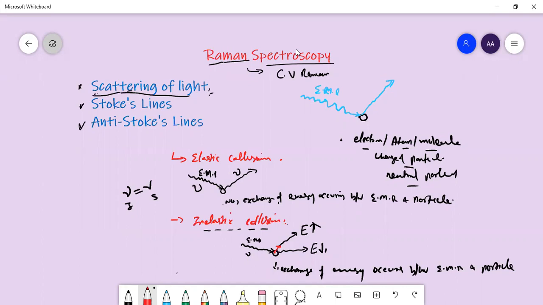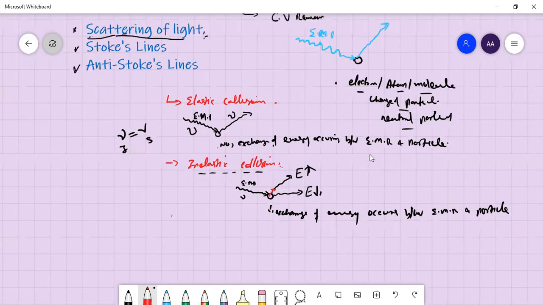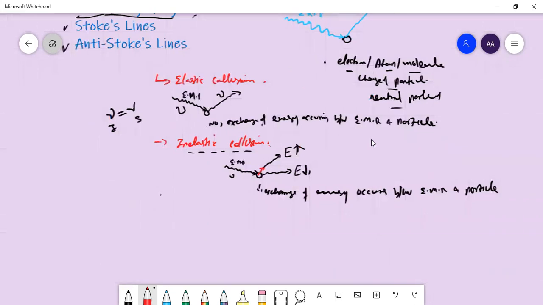So these two important concepts we will be using later on to explain Raman spectroscopy or the Raman effect. We have two kinds of collision that can occur here. One is elastic collision, in which there is no exchange of energy between the electromagnetic radiation and the particle. In the second case, there is exchange of energy between the electromagnetic radiation and the particles.